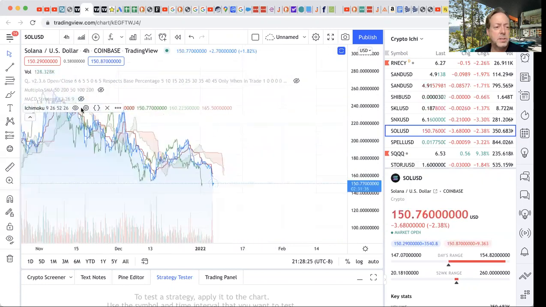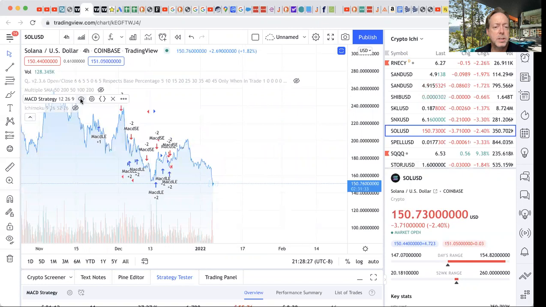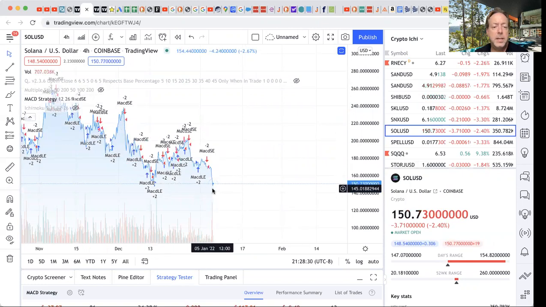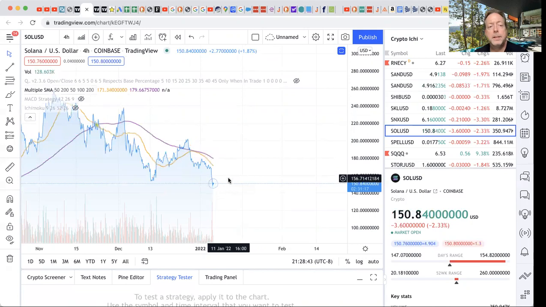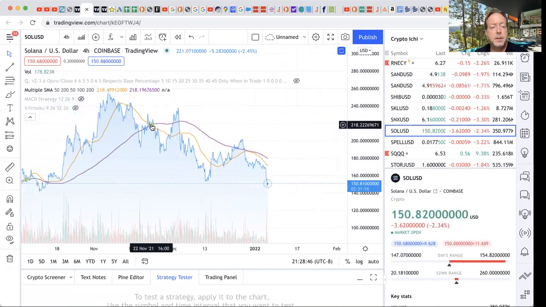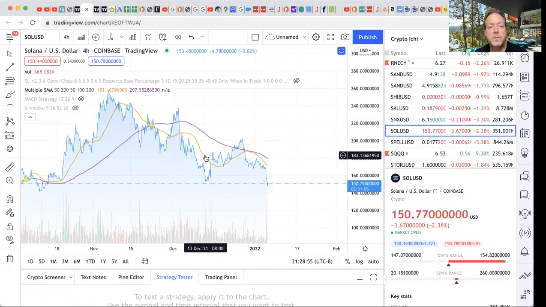Okay, so let's get rid of the Ichimoku and look at the MACD. It looks like it's starting to go up a little bit, but the last indication was a downtrend. It went from 169 down to 150, so roughly $19. On the multiple SMA, you can see that back on November 22nd the yellow line crossed, which indicates a downward trend, and it stayed down. It got a little bit closer here, but then it dropped even more, and now it's come back up.